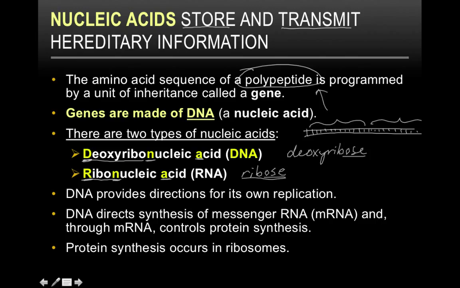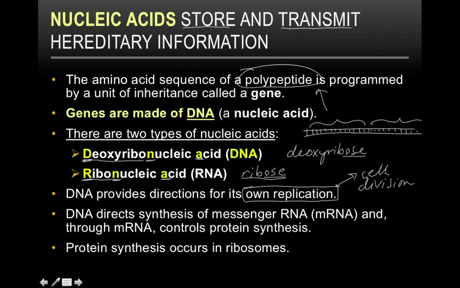DNA, the largest of the nucleic acids, provides directions for its own replication. And when do you think DNA needs to be replicated? Well, regardless of the organism you're talking about, this is an important step in cell division. If a cell is going to split into two daughter cells, it must first copy all of its DNA so that both daughter cells get the full genetic complement, all of the information necessary.